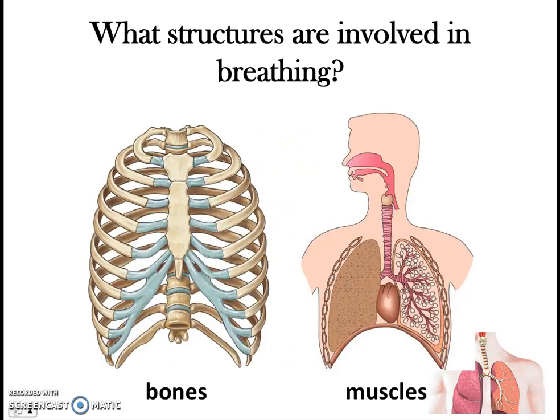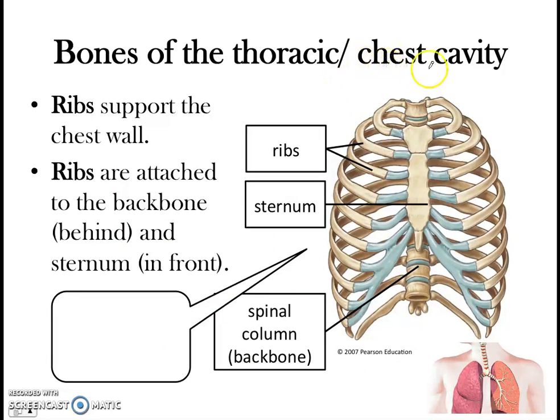So what structures are involved in breathing? Well, we have two sets of structures. We have our bones and we have our muscles. And we're going to take a closer look at each of these in turn. So let's start with bones. So your chest cavity, or what we call the thoracic cavity, thoracic comes from the word thorax, which also means your chest. The chest cavity contains several bones which are important for breathing.